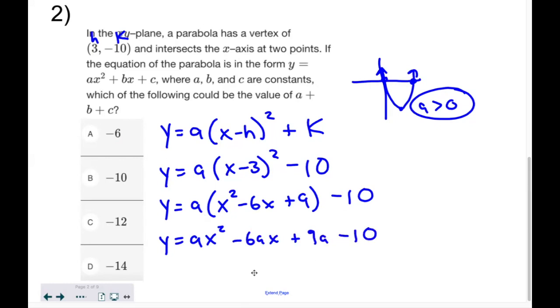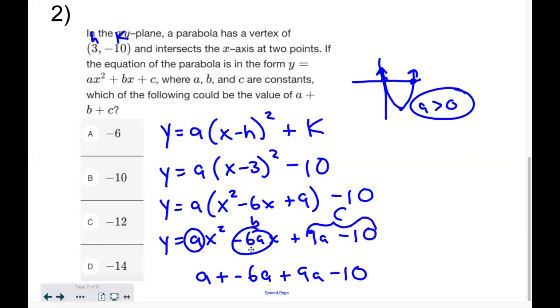Now they want a plus b plus c. Well, a is a, b is negative 6a, right? b is the coefficient of x. c is the constant. That's 9a minus 10. So they want us to add a, b, and c. So again, a is a, b was the coefficient of x, and c was the constant out here. Now, if I simplify that, that is 4a minus 10.